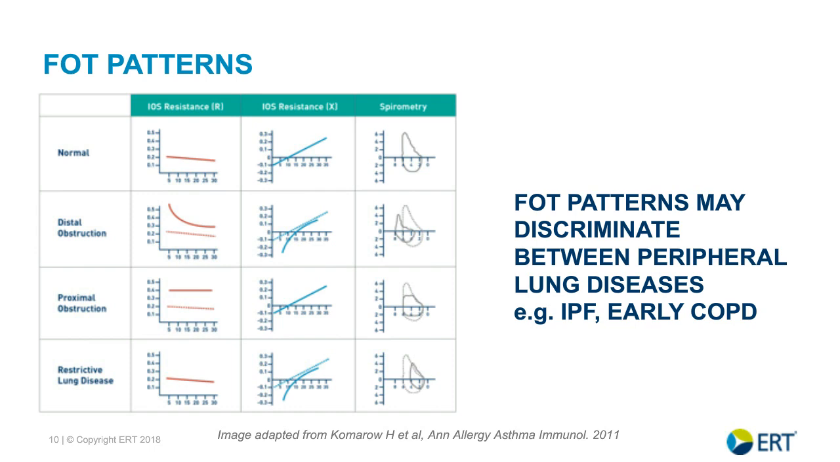And on the reactance side you can see that the resonant frequency has shifted to the right hand side, and as a consequence the reactance area, the AX, has increased. Spirometry in this patient shows classical scalloping of the expiratory limb of the flow volume loop, and this is a classical patient that has airflow obstruction, possibly driven by disease in the peripheral airways.